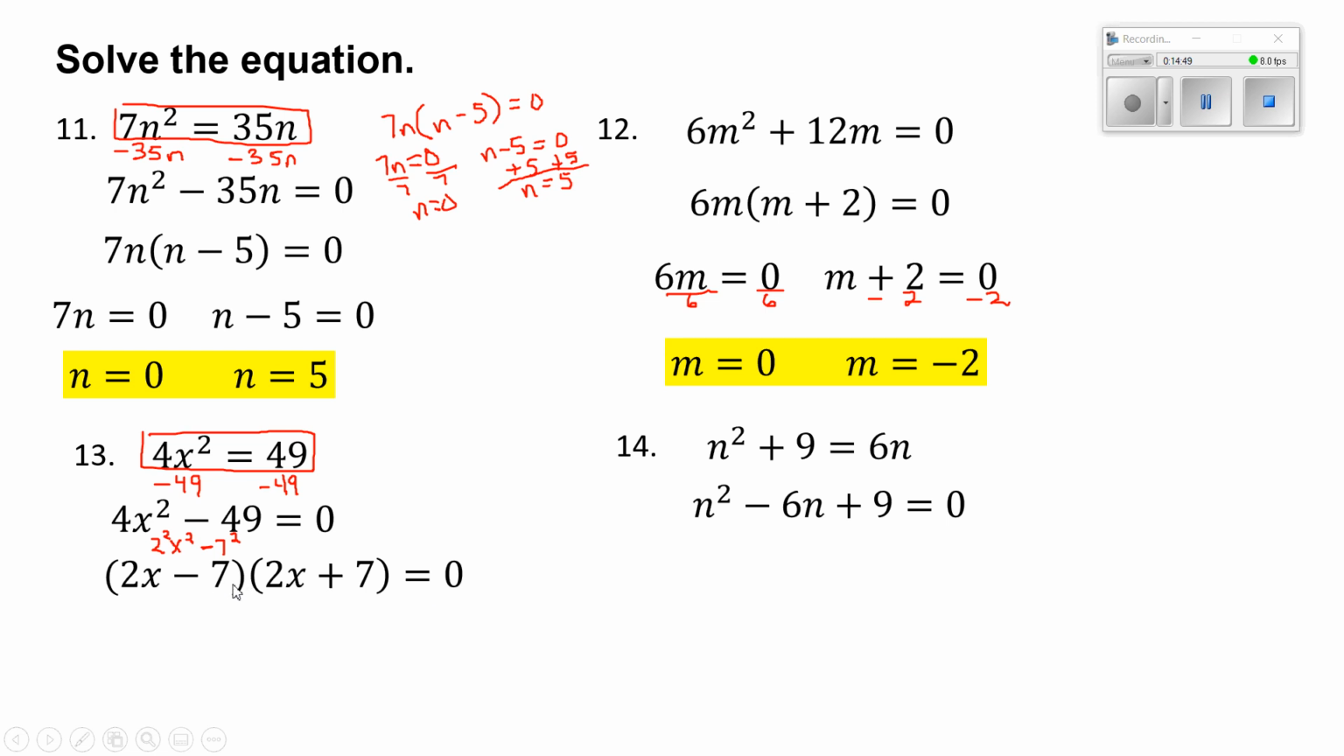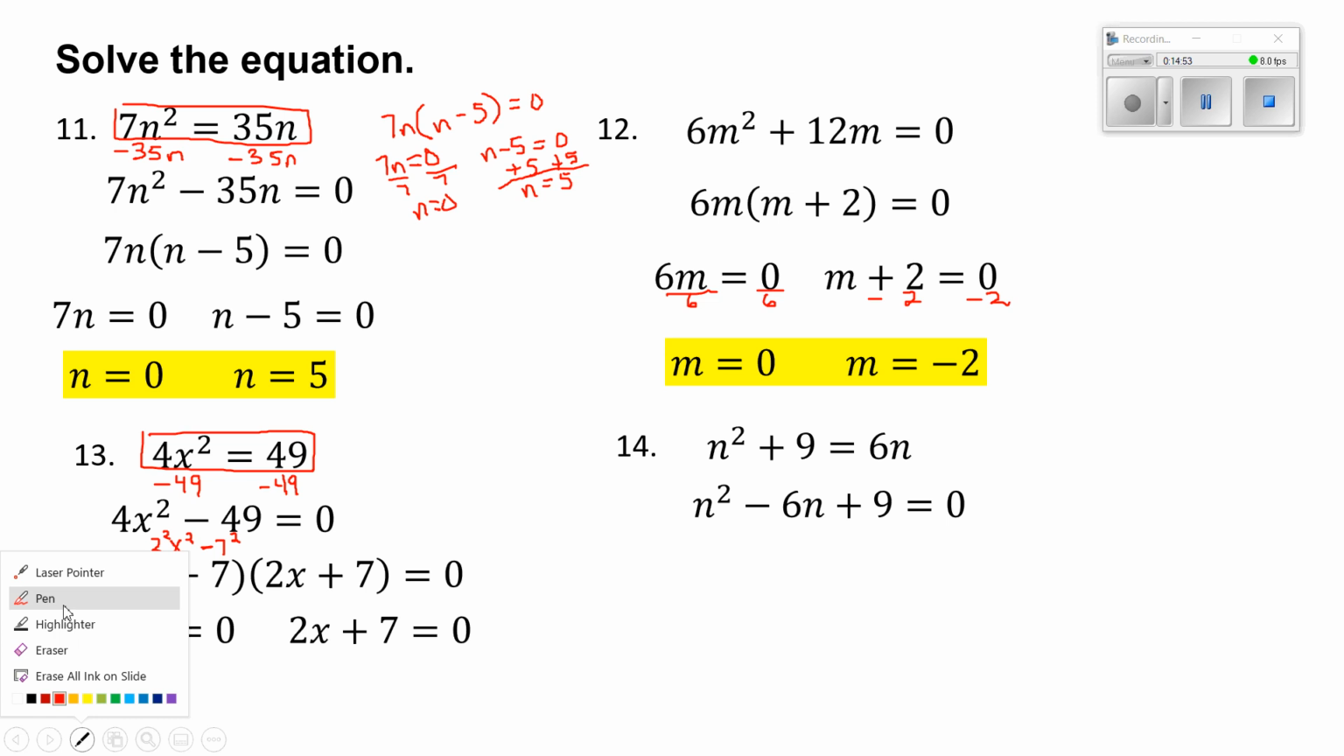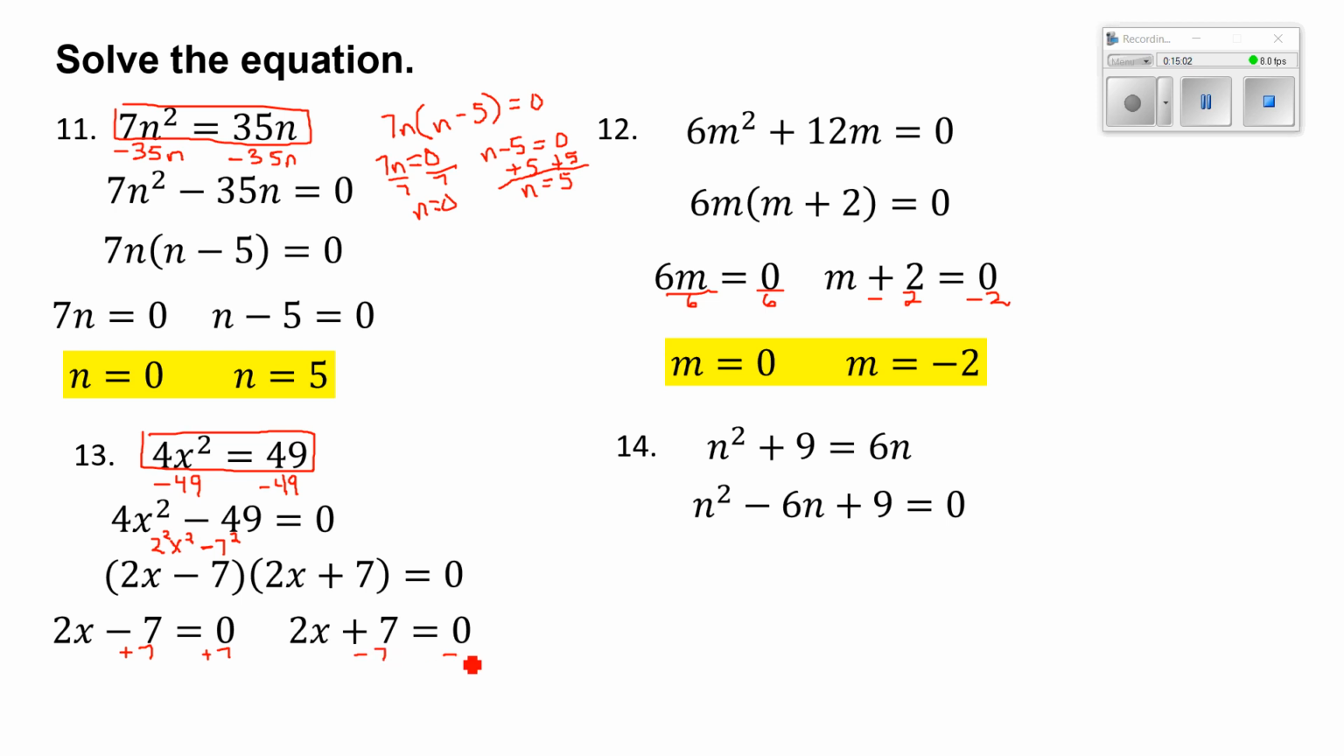We're going to put both of these to 0. We're going to add 7 to both sides, and then subtract 7 to both sides over here. And then we're going to have to divide by 2 afterwards. All right, and we're going to have 7 divided by 2, which will give us 7 over 2. Then negative 7 divided by 2, which will give us negative 7 over 2.